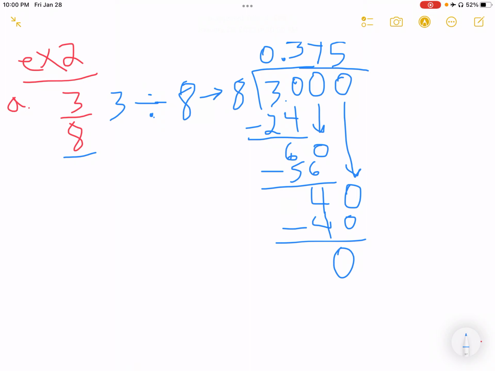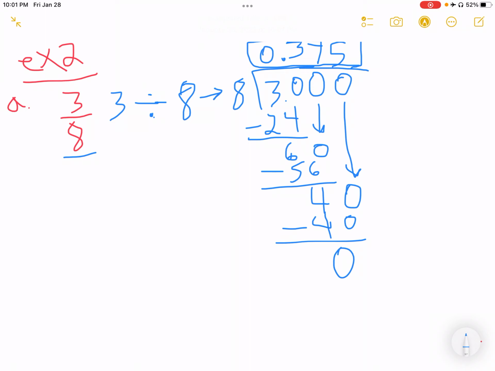Now it might seem a little tedious, but this is one way to make sure you can get the decimal when you have a fraction. We have 0.375 as our answer there. So we can box it in as our answer for that one.